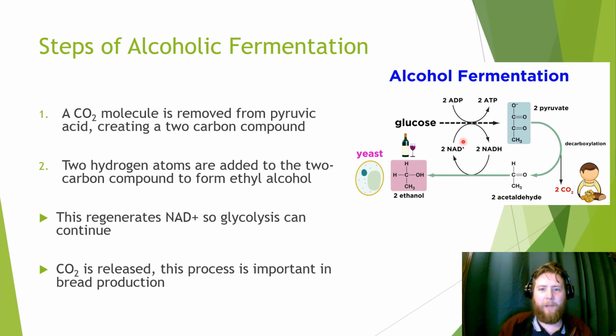We get this NAD+ again, so now we're able to take that, go up and do glycolysis, move glucose to pyruvic acid. We create 2 ATP each time we do this. So in the same way as lactic acid fermentation, we're regenerating and continuing the cycle so that these cells can continue to get energy. CO2 is released. This is important in bread production. If you've ever made bread and opened it up and seen all the little bubbles, that's all the yeast doing alcoholic fermentation to make carbon dioxide. So pretty cool little science you can see going on there.